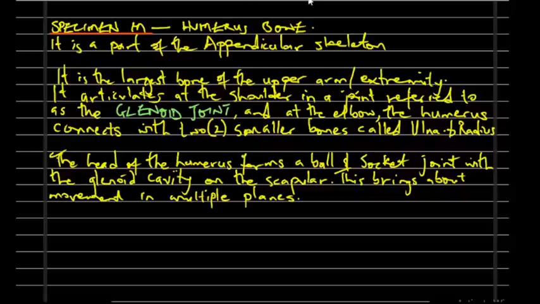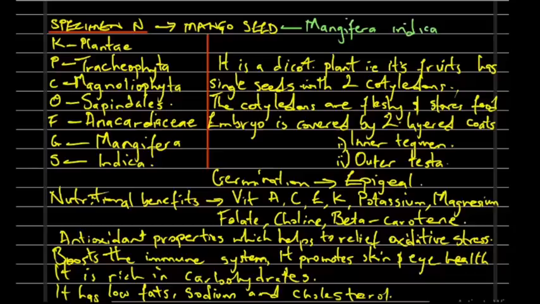So we move to the next specimen, which is specimen N, the mango seed. The mango seed has its botanical name as Mangifera indica. Mangifera indica, that is the botanical name, and it is coming from the classification.